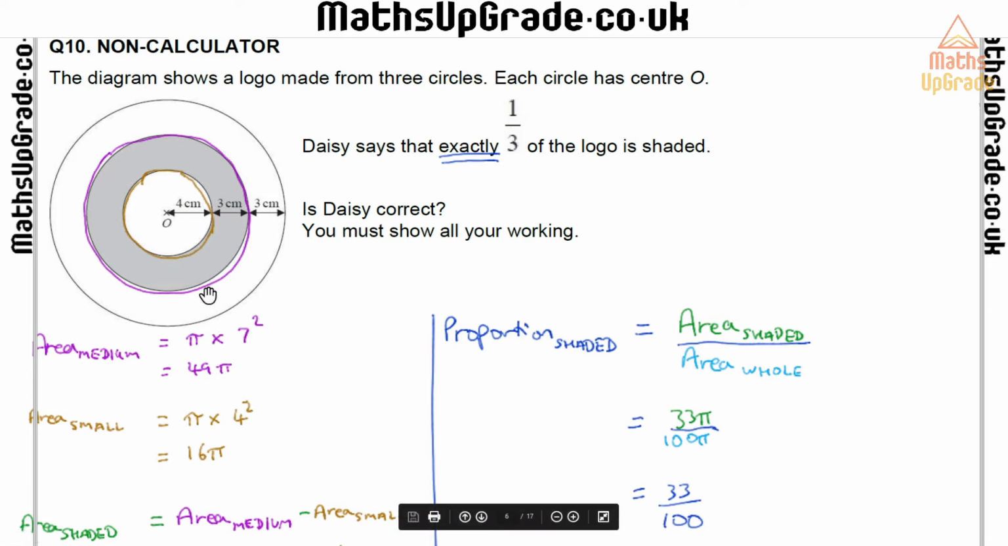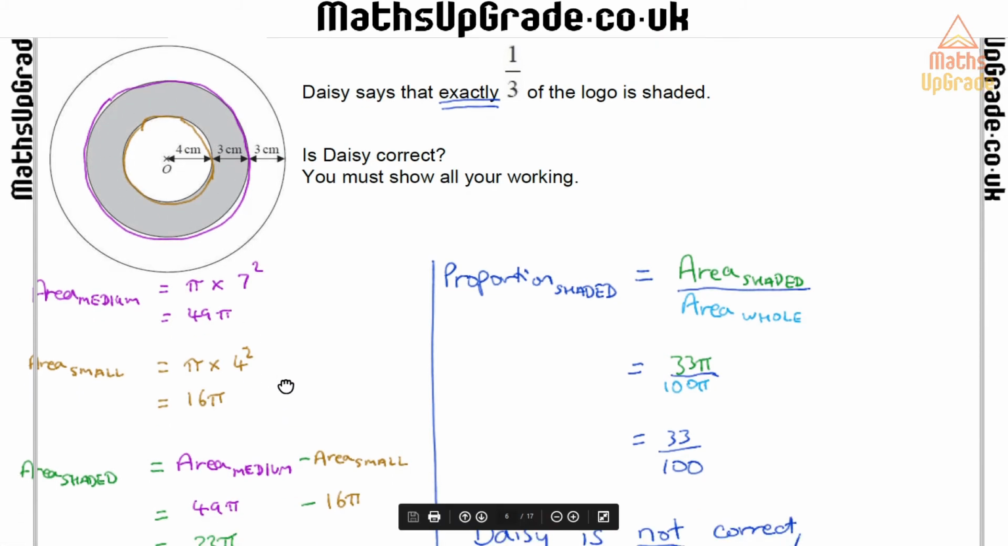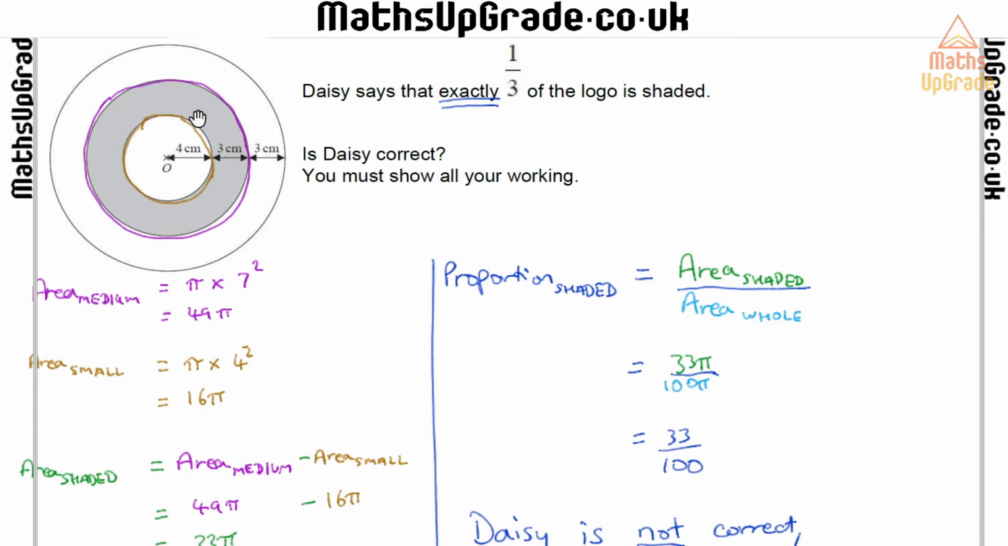Now I'm going to find the area of the shaded part only, because here I found the area of the medium circle. Let's find the area of that shaded ring. The area of the shaded ring is the area of the medium circle, the purple circle there, subtract that inner circle.